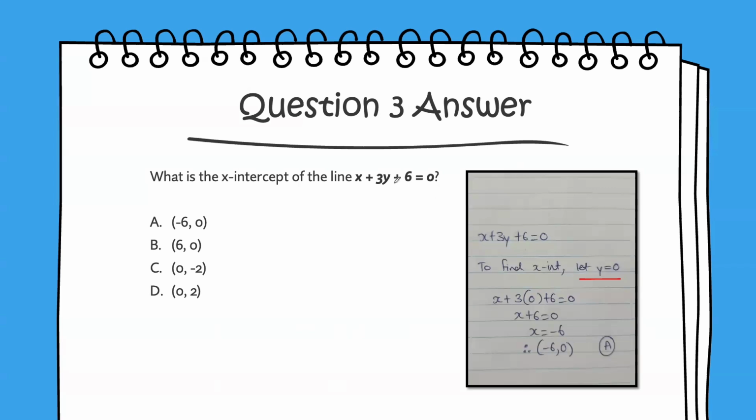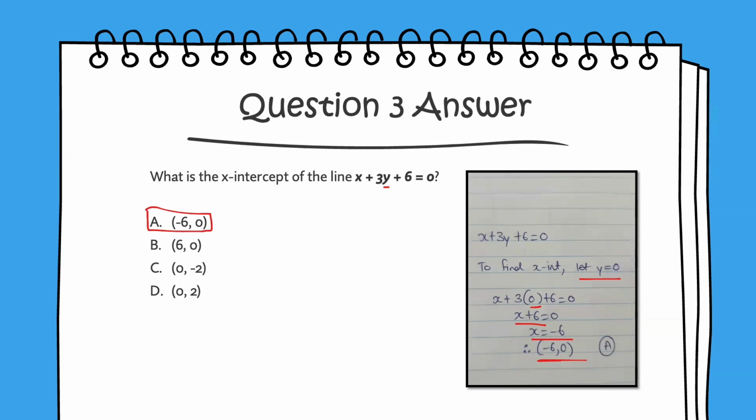So instead of y, we just sub in 0. So we've got x plus 3 times 0 plus 6 is equal to 0. 3 times 0 is just 0. That means that x plus 6 is equal to 0, and that means that x is equal to -6, which means our x-intercept is -6 and 0. That means that when y is equal to 0, our x is equal to -6. So our solution is A.